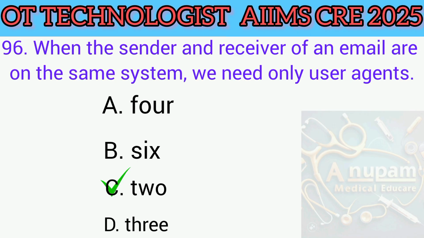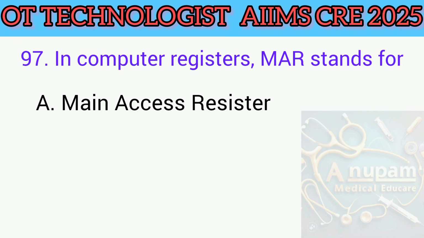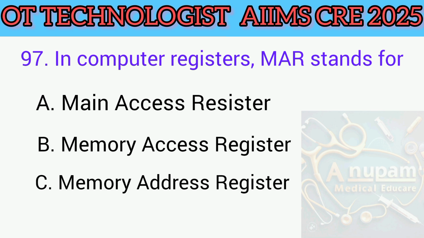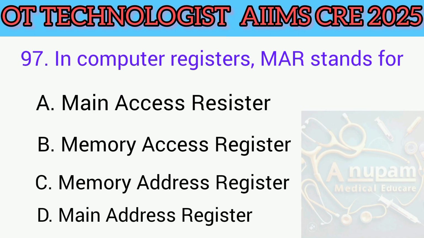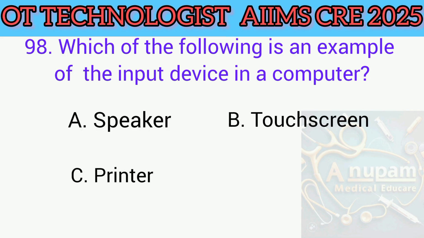Right option, C. Number 97. In computer registers, MAR stands for: Option A. Main access register. B. Memory access register. C. Memory address register. D. Main address register. Right option, C. Number 98. Which of the following is an example of an input device in a computer? Option A. Speaker. B. Touchscreen. C. Printer. D. Monitor.